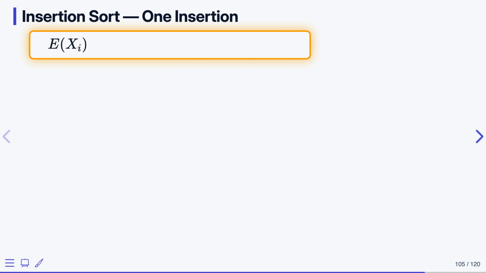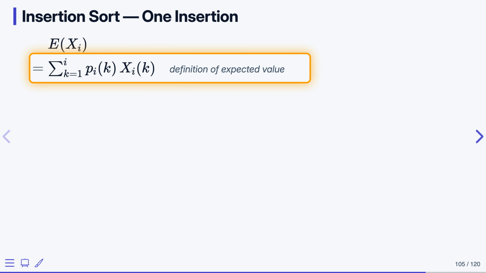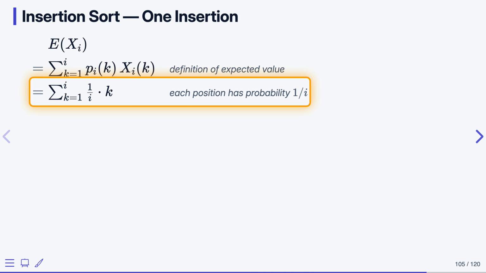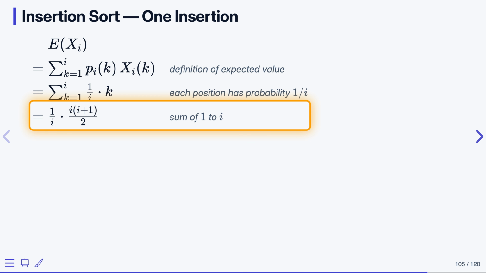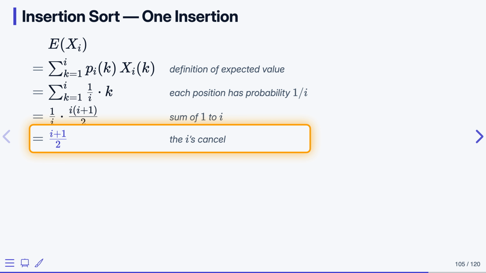First, we handle one insertion. We want the expected value of X sub i. By the definition of expected value, we add each position's probability times its cost. Every position has probability 1 over i, and position k costs k comparisons. The sum of 1 up to i is i times (i plus 1) over 2. The i on the outside cancels the i inside, leaving (i plus 1) over 2. So inserting the ith element costs about half of i comparisons on average.